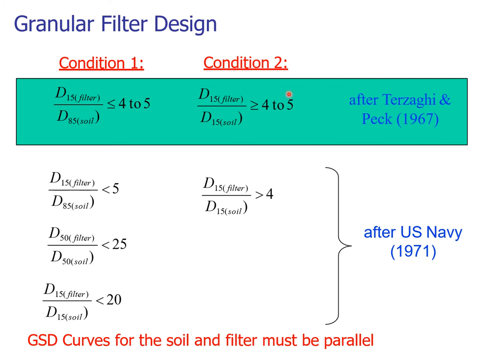There are different criteria which can be used for designing filters. According to Terzaghi and Peck, D15 of filter over D85 of soil should be less than or equal to 4 to 5. And for the second condition that we discussed on the previous slide, D15 of filter material over D15 of soil should be greater than or equal to 4 to 5. Similarly, as per US Navy 1971 criteria, these conditions are to be fulfilled. So grain size distribution curves for the soil and filter must be parallel. That is the basic point that we consider in the granular filter design.